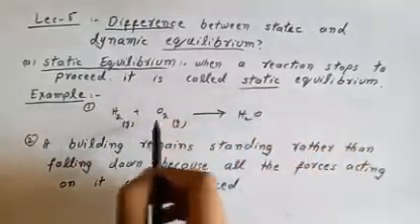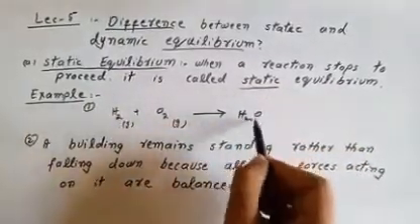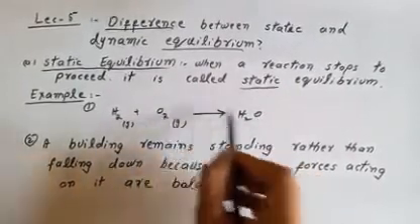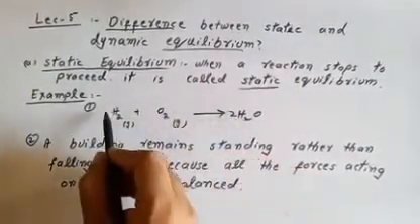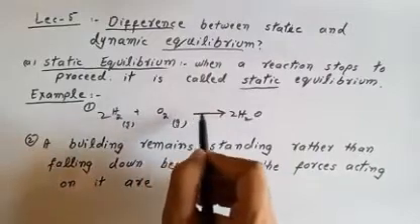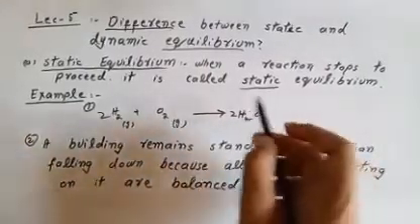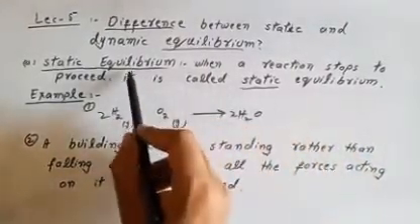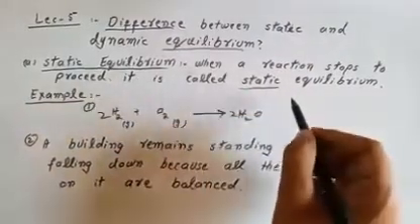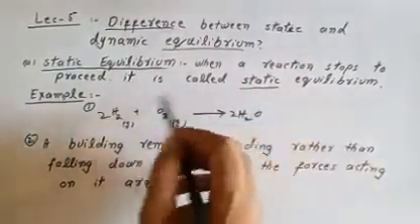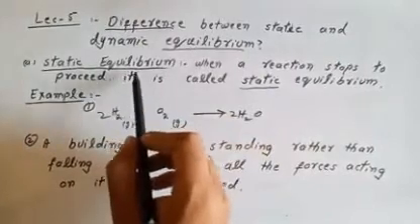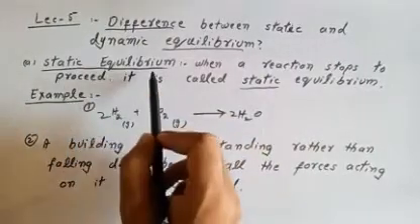Consider the example that hydrogen gas and oxygen gas combine and give water. We balance this equation. This reaction is completed: when hydrogen and oxygen combine, they give water. This reaction does not proceed further, it has stopped, it is completed. So this is static equilibrium, the simplest example of static equilibrium.